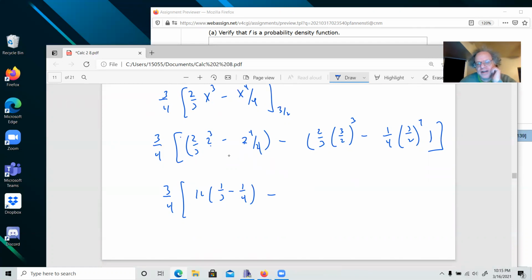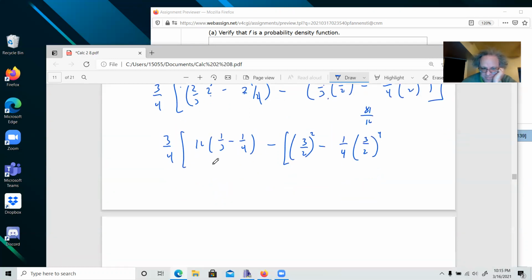Okay. This is a 2/3. That's a 3/2. So one of these is going to cancel. So we're going to have a 3/2 squared. Because this is almost like a 3 minus 1 here. If I multiply by this, it's going to cancel one of those. Minus, oof, 1/4 times 3/2 raised to the 4th power. That's going to be what? 81 over 16. Delightful. Okay.